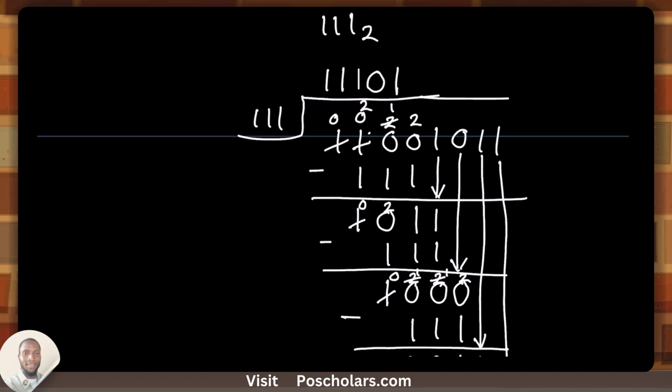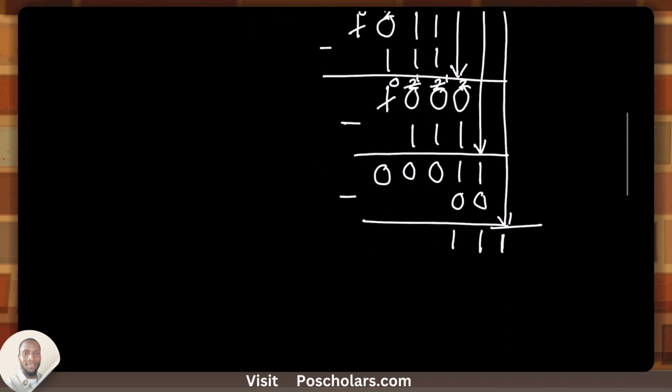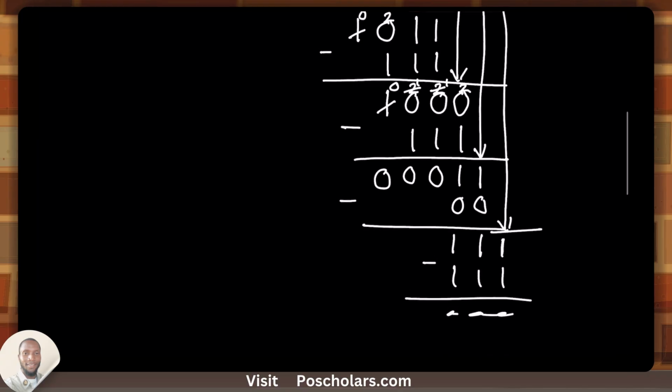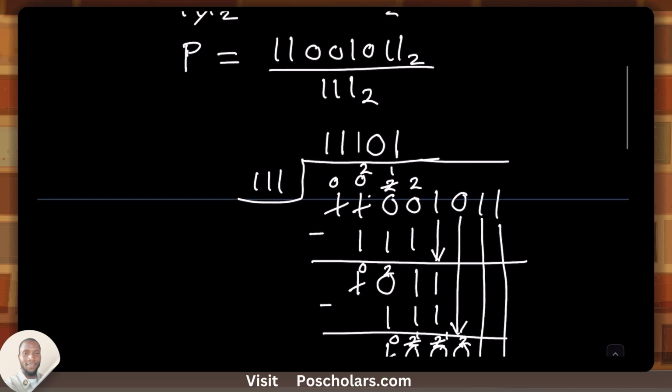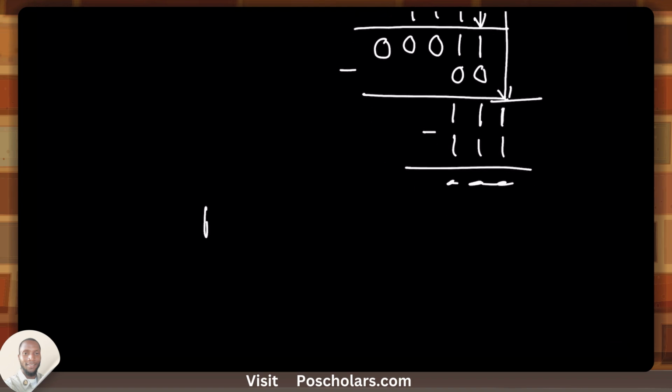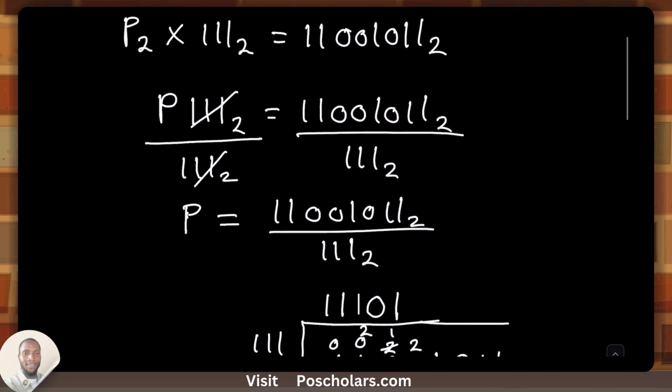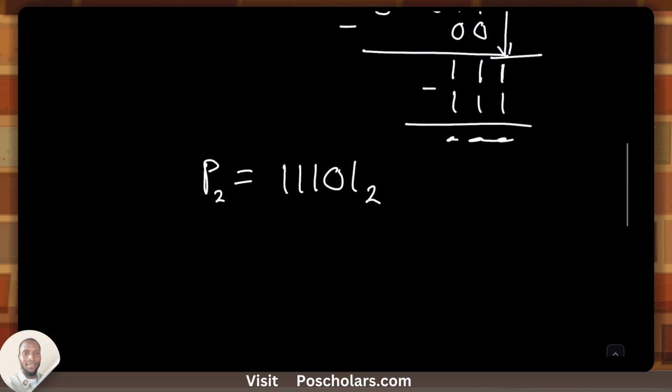Then next, I multiply. 1 times 111 gives 111. So I write it. Now I subtract. It has been exhausted. So the final answer is 11101. Therefore, I can say P is equal to 11101 base 2. Remember, P is actually in what? Base 2. So therefore P is equal to 11101. And that's our final answer.